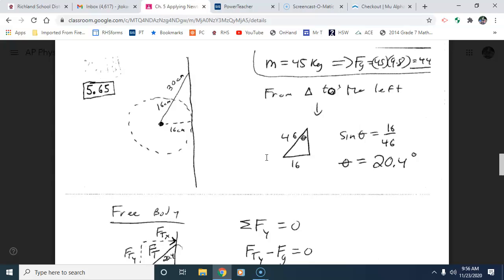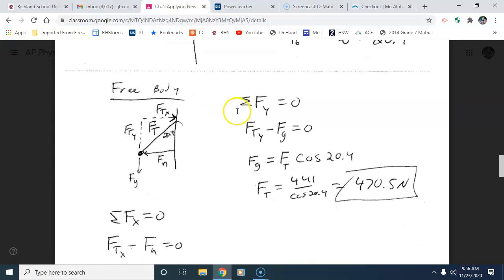Says a solid uniform 45 kilogram ball of a diameter of 32 centimeters is supported against a vertical frictionless wall by a thin 30 centimeter wire of negligible mass. Draw a free body diagram for the ball and use the diagram to help find the tension in the wire, and also how hard does the ball push against the wall. So let's first worry about the tension and free body diagram and see where we could go from there.